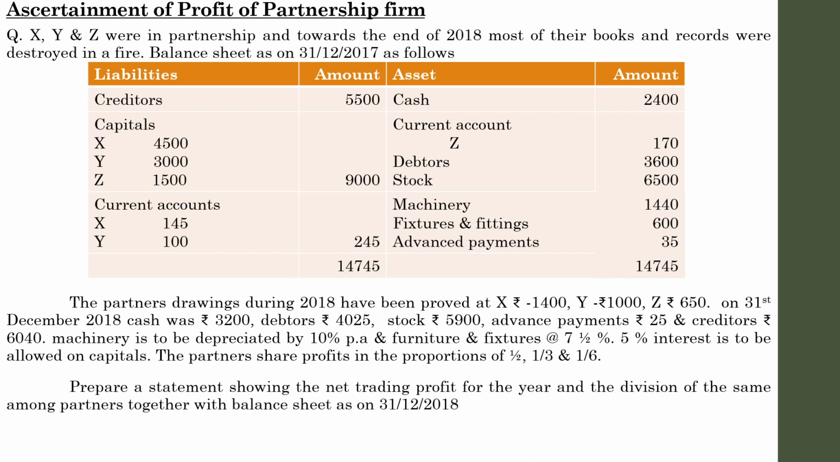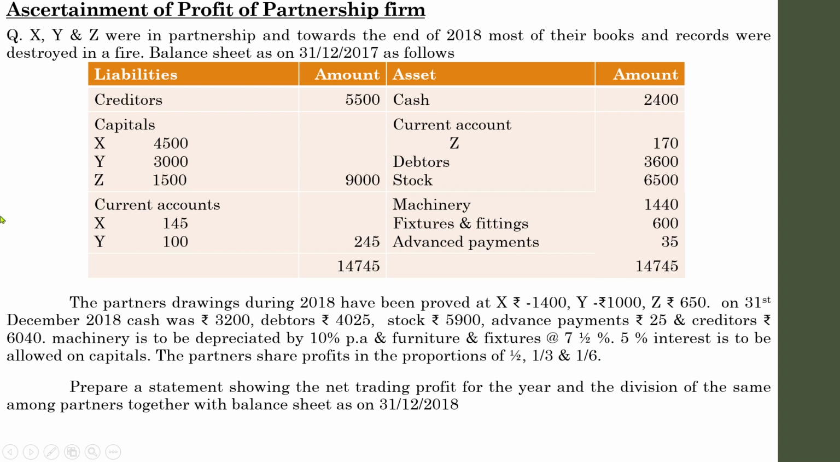So prepare a statement showing net trading profit for the year, division of the same among the partners, together with the balance sheet as on 30. In this question you have to find profit. We know how to find profit. You need to divide the profit among partners. Here a proportion is there. You have to take that. And finally, you have to prepare a final balance sheet.